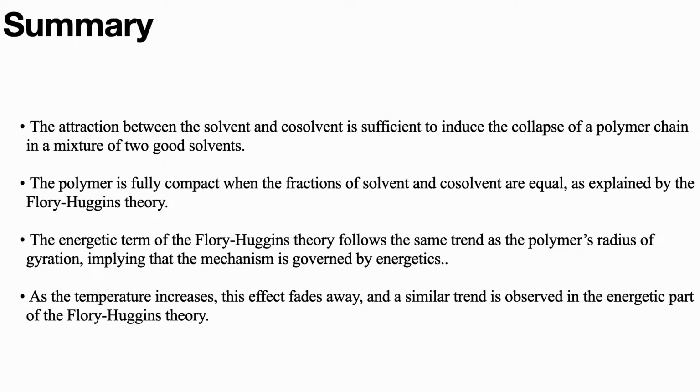So this is a summary of what I have told here. The main point is the attraction between solvent and co-solvent seems to be sufficient to induce this collapse of a polymer chain in a mixture of two good solvents, and the polymer is fully compact when the fractions of the solvent and co-solvent are equal, and that can also be explained by Flory-Huggins theory. The energetic part of Flory-Huggins theory follows the same trend as the polymer's radius of gyration, and with temperature we see this effect is fading away.